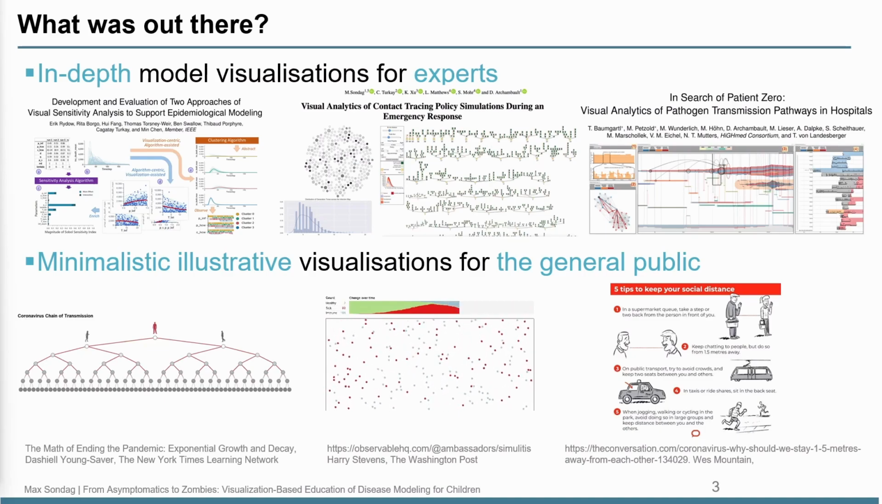Our goal was to develop an in-between of these two: more than the minimalistic illustrative visualizations, but not as complex and in-depth as the visualizations for experts, because those are too hard to learn. This would help us teach a broad audience of children how disease models work and how different public health interventions affect the result of this model, and give intuition behind why certain decisions are made.